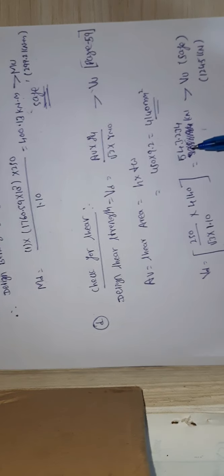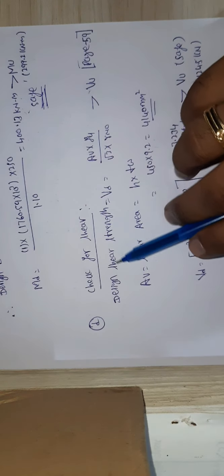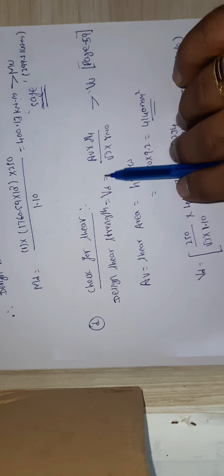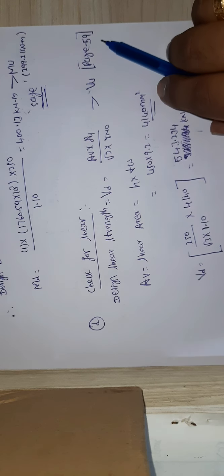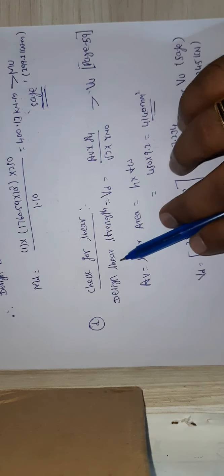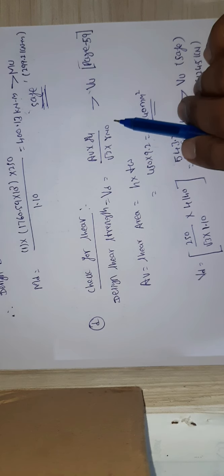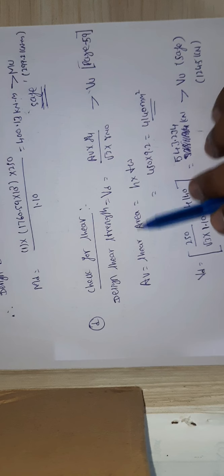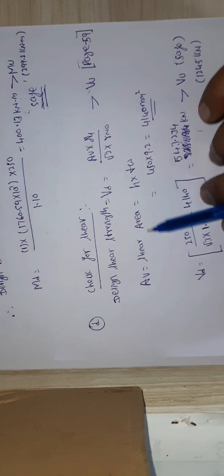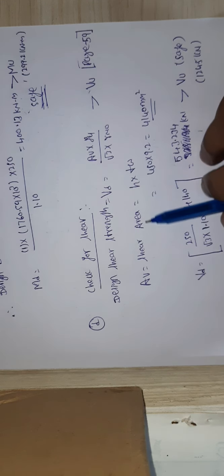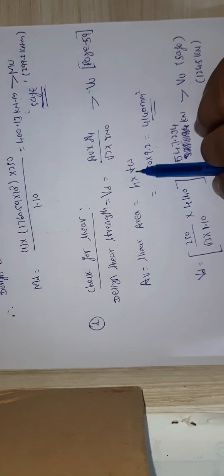Then the next step is to check for shear. Let us take design shear strength Vd. For how to check, go to page number 59. They give design shear strength Vd equals Av into fy by square root of 3 gamma m0. Here Av is the shear area. For rolled sections, Av is taken as H into tw.